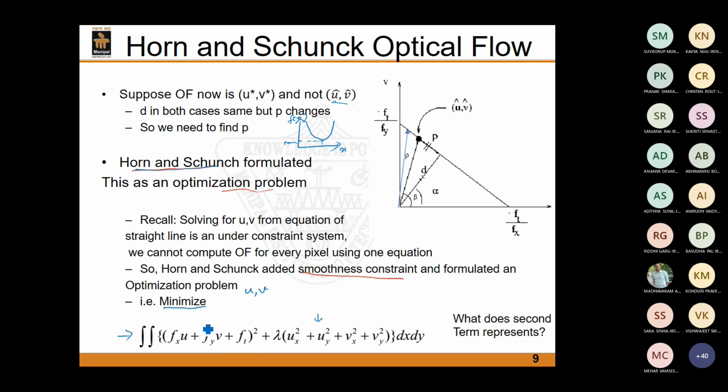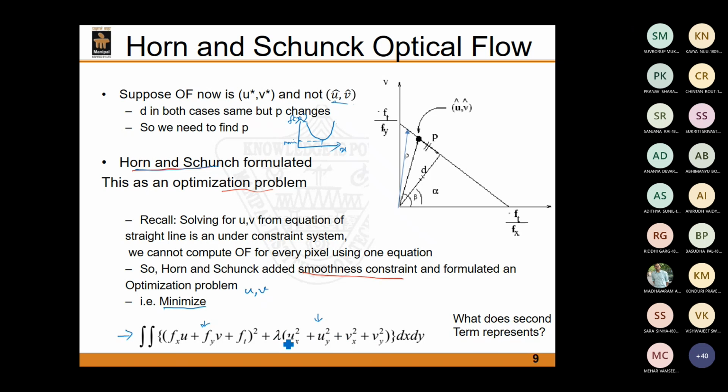If you look at the first term, it is something already familiar to you: fx u plus fy v plus ft. That means the partial derivative along the x direction times u, right? This corresponds to the brightness constancy assumption that we considered in the first case. That is my first term. And the second term, ux square plus uy square plus vx square plus vy square, is the term that represents the smoothness constraint.